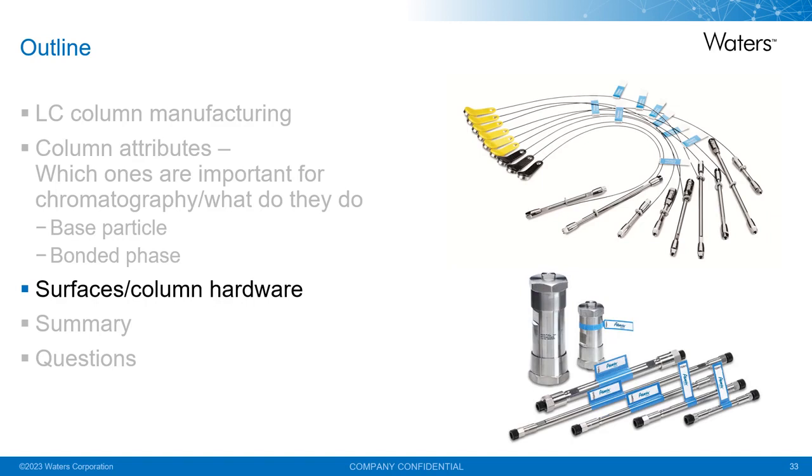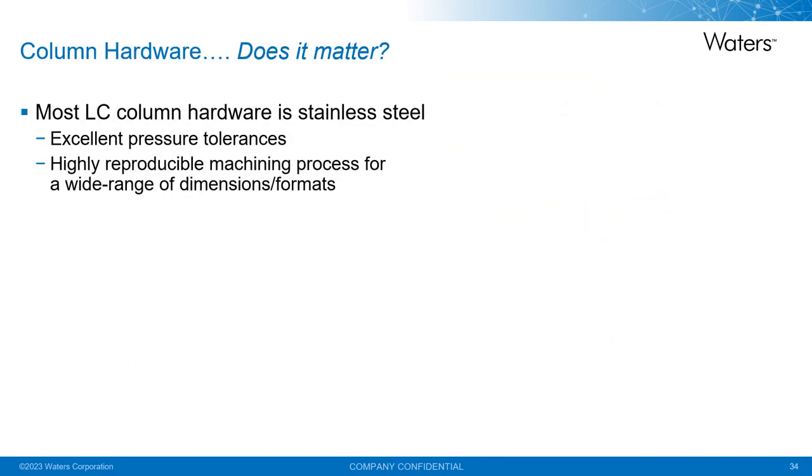We've talked a lot about the column attributes and the base particles and the bonded phases. I want to spend a little bit of time talking about the actual column hardware and the surfaces of the column hardware and the importance of paying attention to this attribute in your chromatographic separations. So the real question here that scientists ask is, does the hardware matter? It absolutely does. Most LC column hardware is stainless steel.